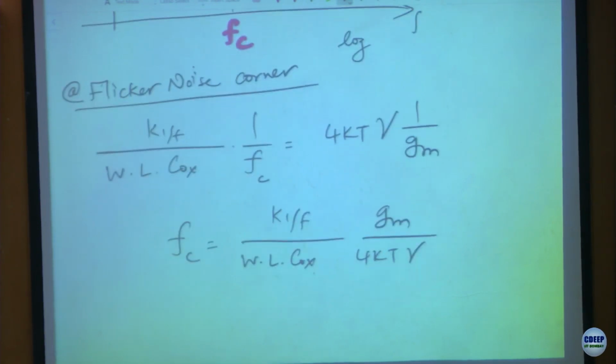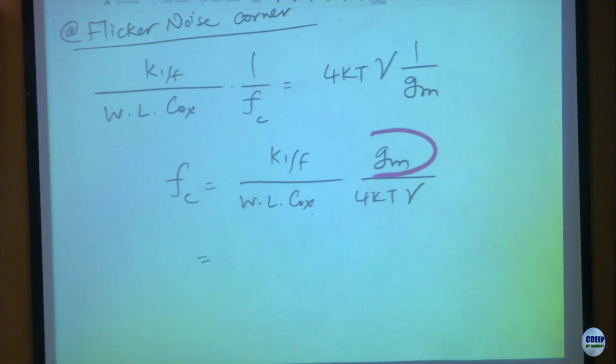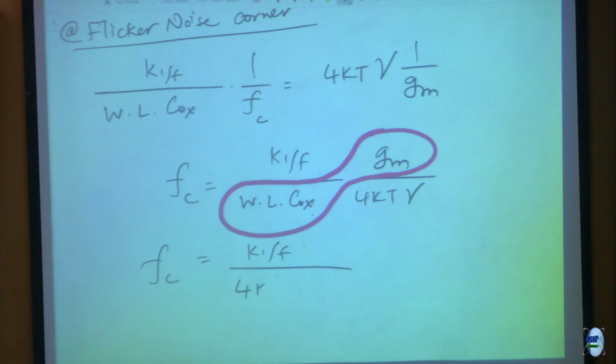Alright. Now, how can I rewrite this thing? What does this look like? Omega FT, right? Yeah, basically FT of the transistor. So this is going to look like FC is equal to K 1 over F, and this is 4 KT gamma times omega T. This is our GM over CGS value.